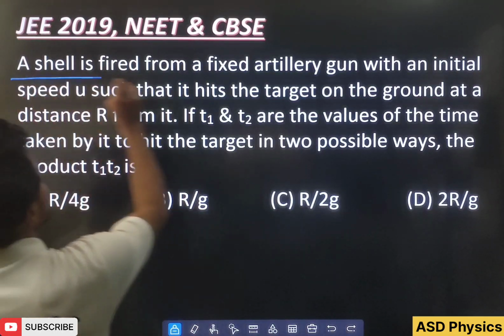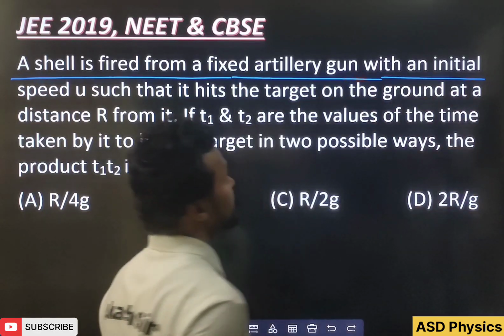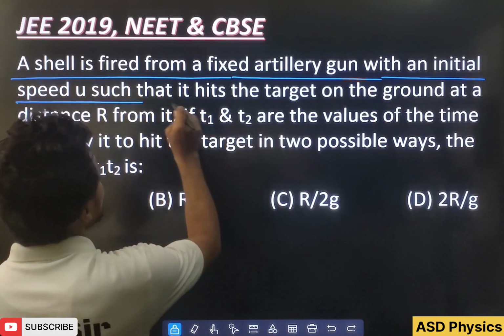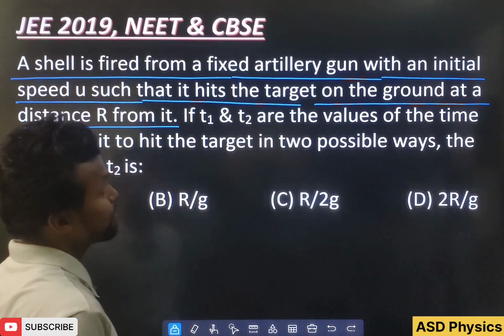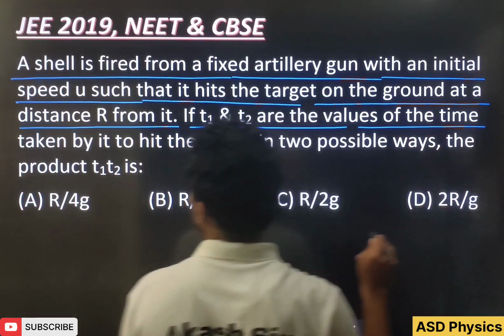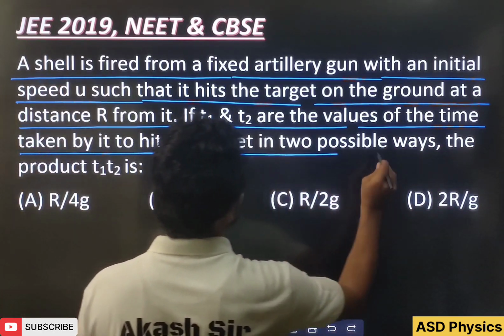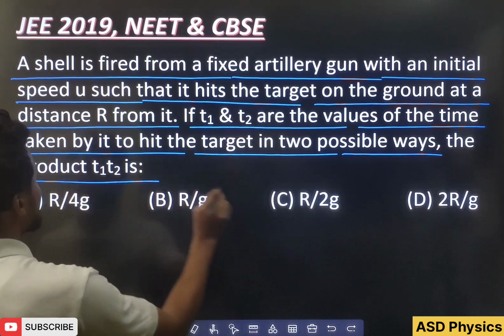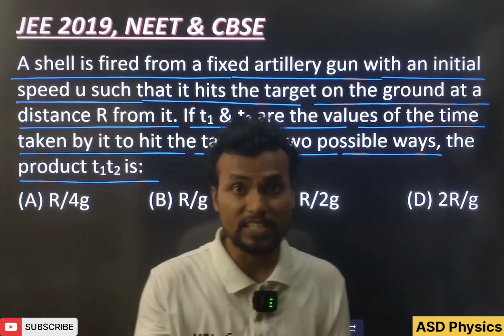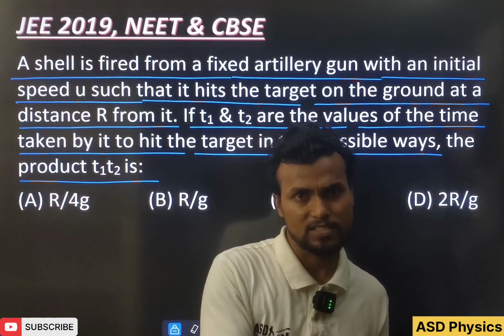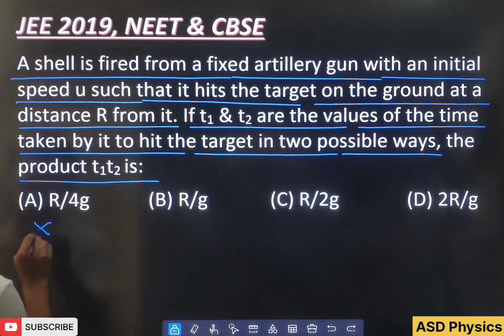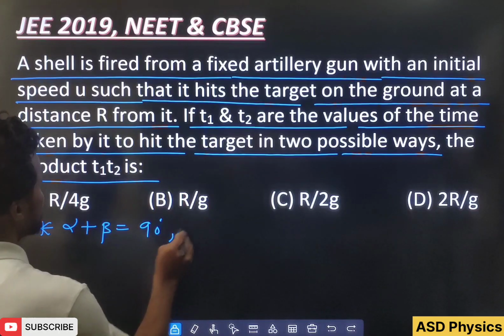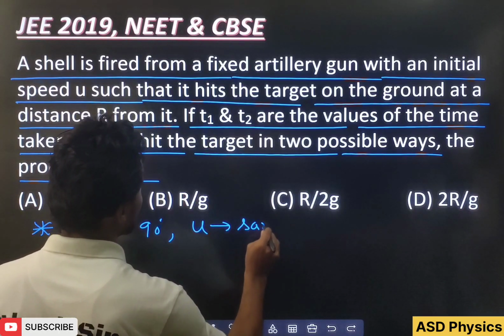The question is, a shell is fired from a fixed artillery gun with an initial speed u such that it hits the target on the ground at a distance R from it. Okay. If t1, t2 are the values of the time taken by it to hit the target in two possible ways, the projectile t1, t2 how much here? So what is happening is that it is taking time t1, time of flight t1, range is the same. Next one, time of flight t2, again range is the same. Is it? So in this situation, again this is the situation of the same range, that means alpha plus beta is anyhow 90 degree and u should be the same, speed is the same.